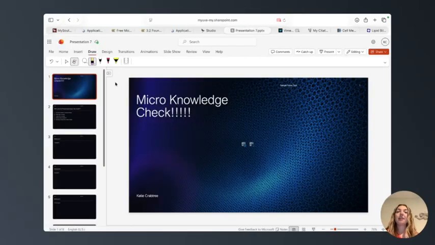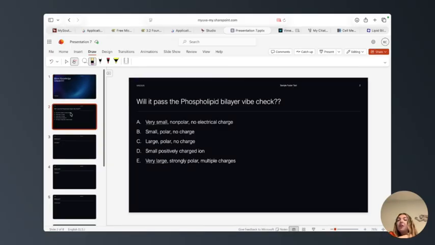Hi, my name is Catherine Crabtree, and today we're going to be doing the macro knowledge check. It is on the phospholipid bilayer and what can or cannot pass through. So, will it pass the phospholipid bilayer check? Bilayer vibe check is what I put.